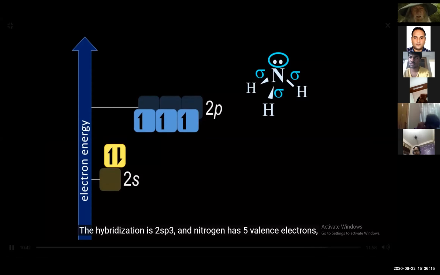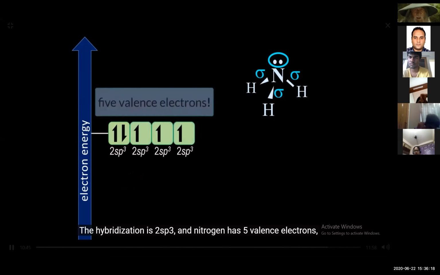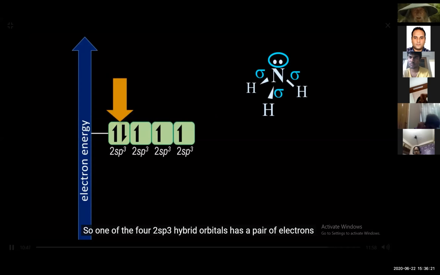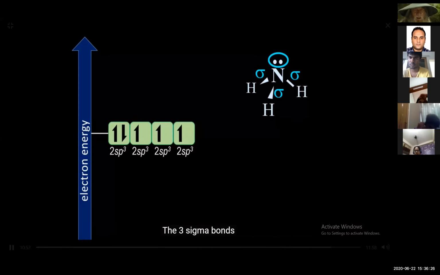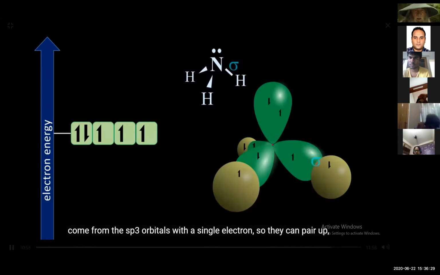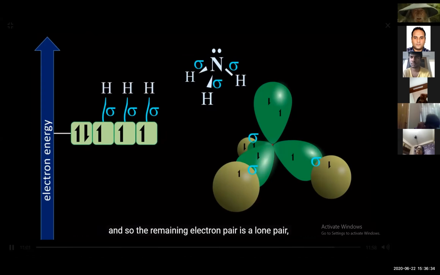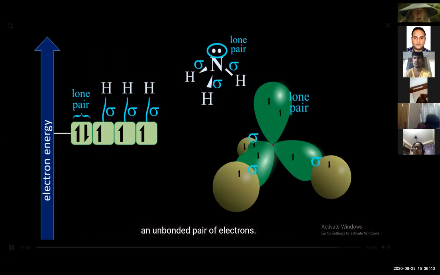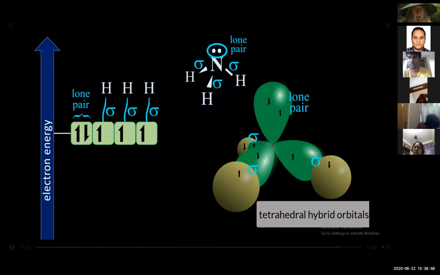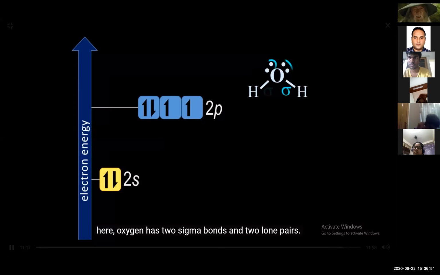The hybridization is 2sp3, and nitrogen has 5 valence electrons, so one of the 4 2sp3 hybrid orbitals has a pair of electrons. The 3 sigma bonds come from the sp3 orbitals with a single electron, so they can pair up, and so the remaining electron pair is a lone pair, an unbonded pair of electrons. As with sp3 hybridization in carbon, nitrogen's hybrid orbitals spread out in a tetrahedral shape. And lastly, water. Here, oxygen has 2 sigma bonds and 2 lone pairs.